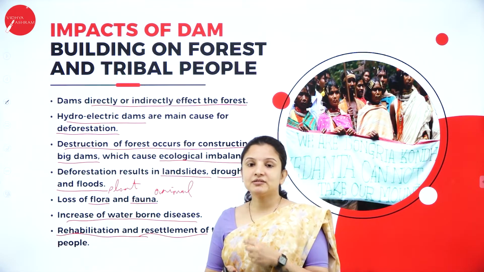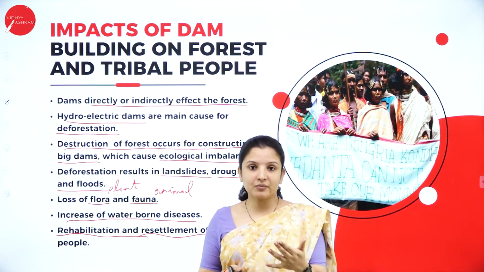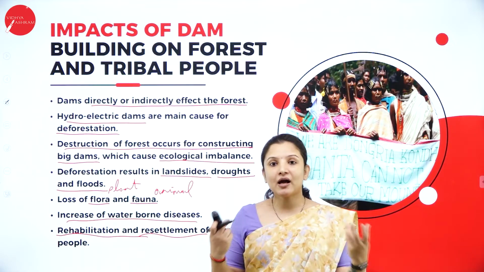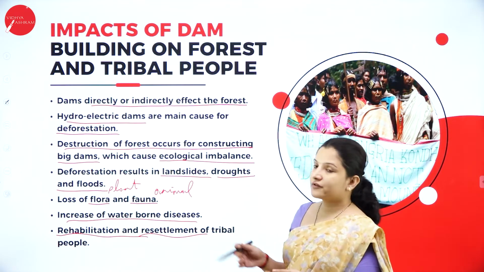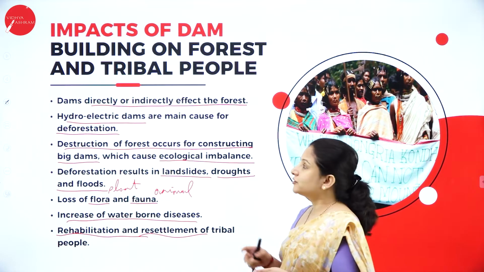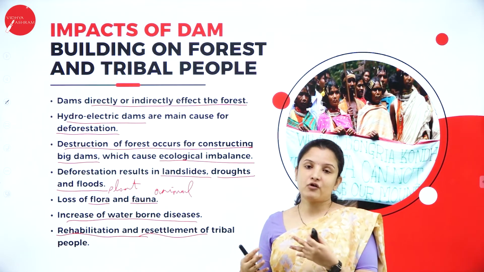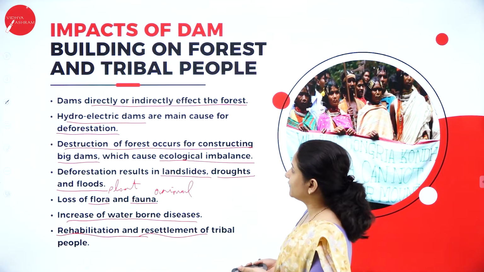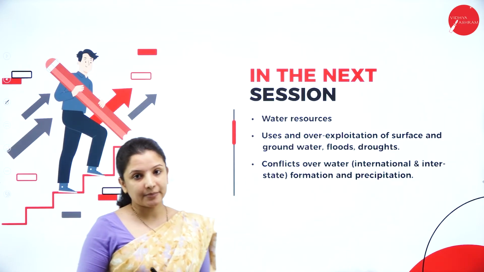And these tribals will not know any other work to do other than the work they were doing using the forest resources. So their entire lifestyle will get altered, and that is how the construction of dams can impact the tribal population as well. Because both are interconnected to one another, the destruction of forest and the tribal people, I have put them in one slide itself. So this was about the impacts of dams on the forest and the tribal life.